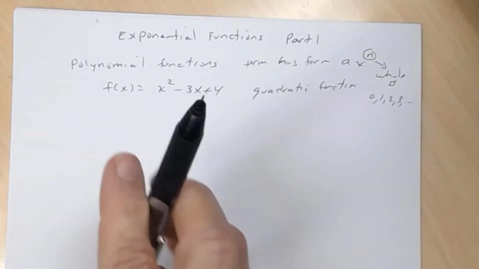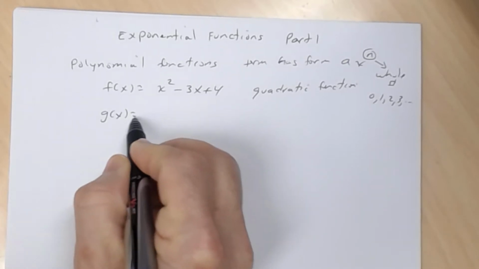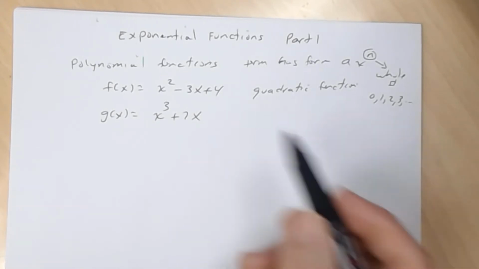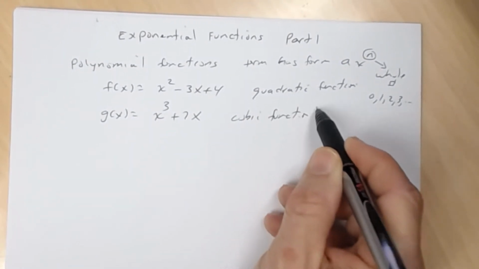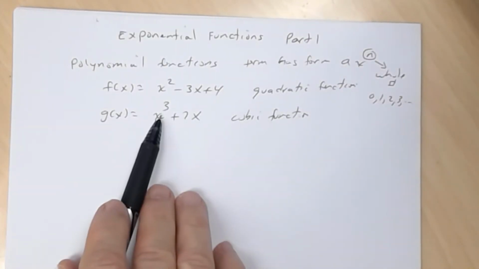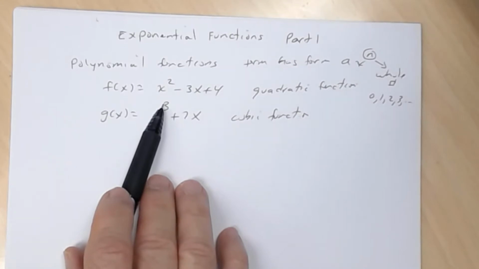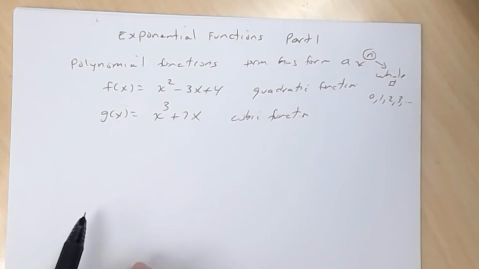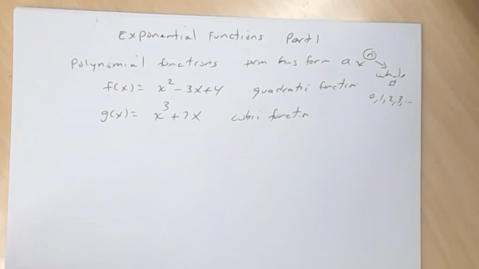All right, now, another example of a polynomial function is this: g of x equal x cubed plus 7x. So remember, this is a cubic function. But notice it still has that form right here, where each of those terms, the exponent is a whole number. Okay, 3, 1. So those are polynomial functions in terms of the expression. That's what it looks like.